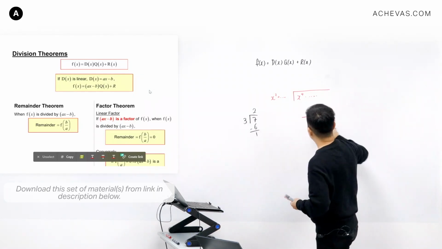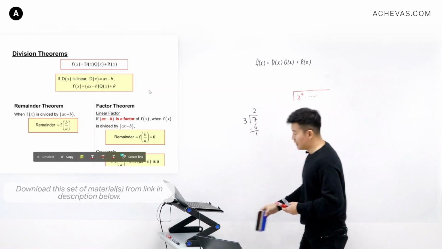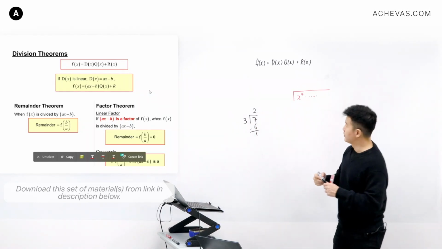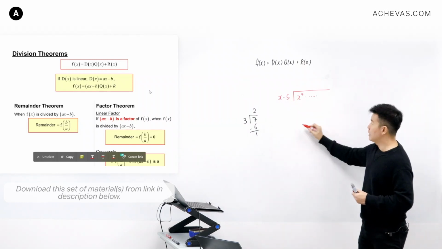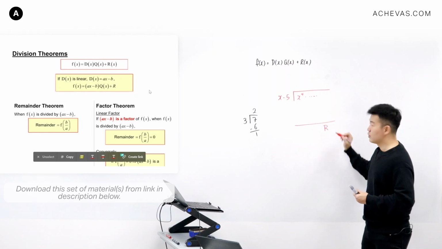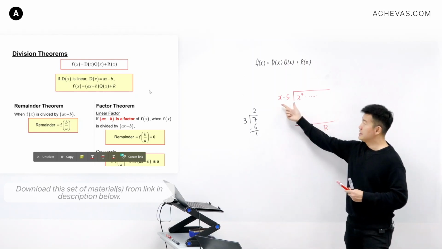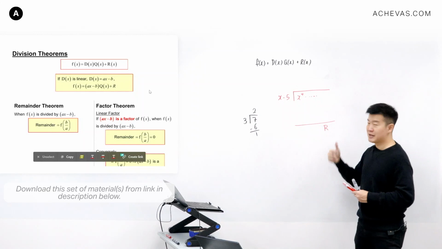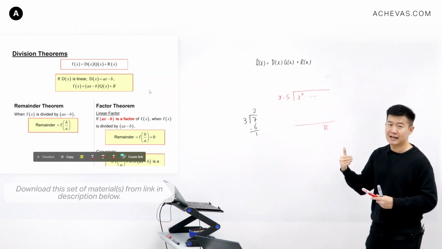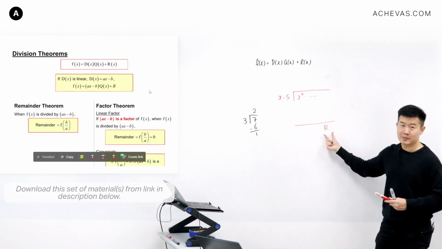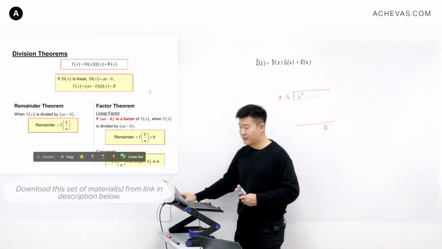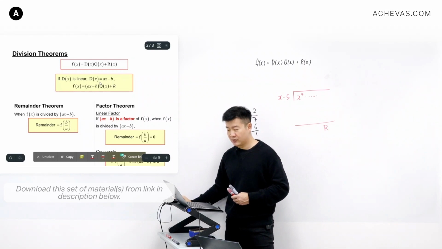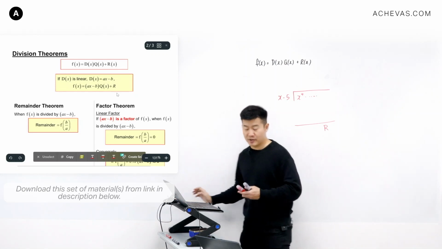But if the divisor happened to be a linear expression, so for example, if the divisor happened to be something like this, then I know that the remainder here will just be a constant because the degree is 1. And here it must be at least 1 less than the degree of the divisor, so it must be a constant. Okay, so if the divisor happens to be linear, for example, if d(x) is ax minus b, then the remainder is going to be a constant.